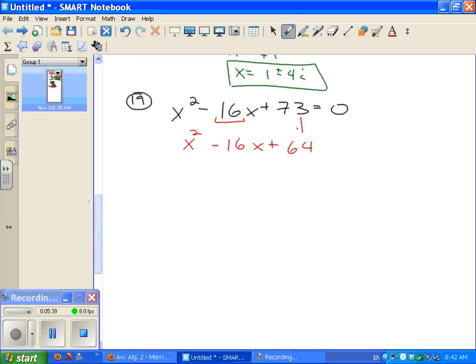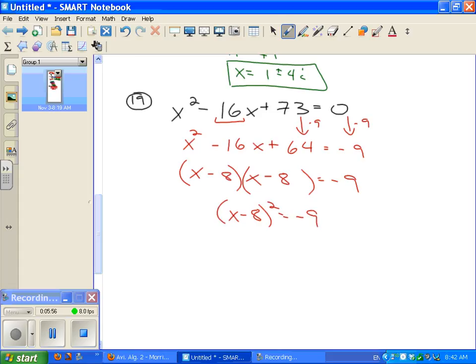How did I get from here to here? Negative 9. So I'm going to have to do the same thing here. 8 times 8. So x minus 8 is negative 9. That's x minus 8 squared equals negative 9. Now what?